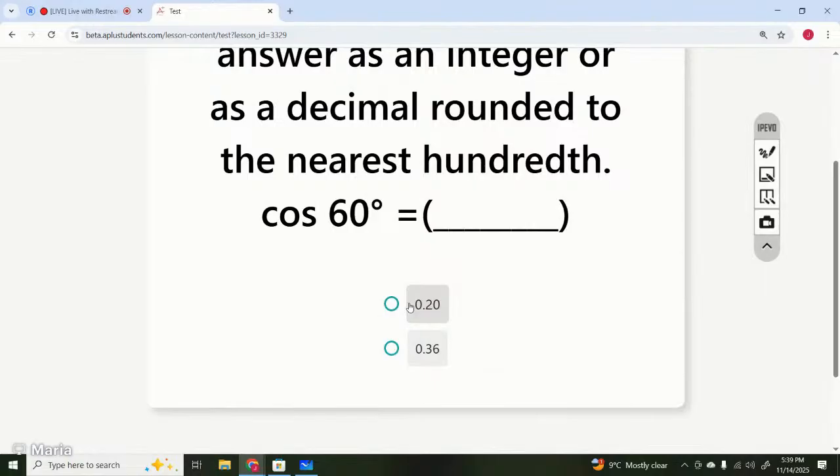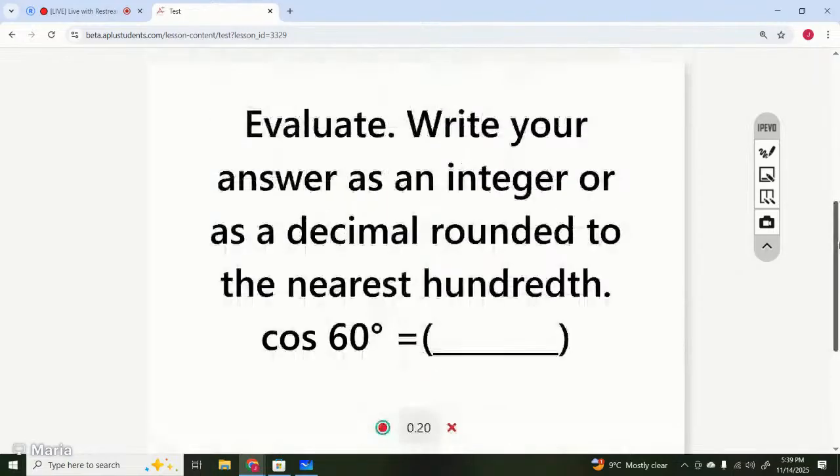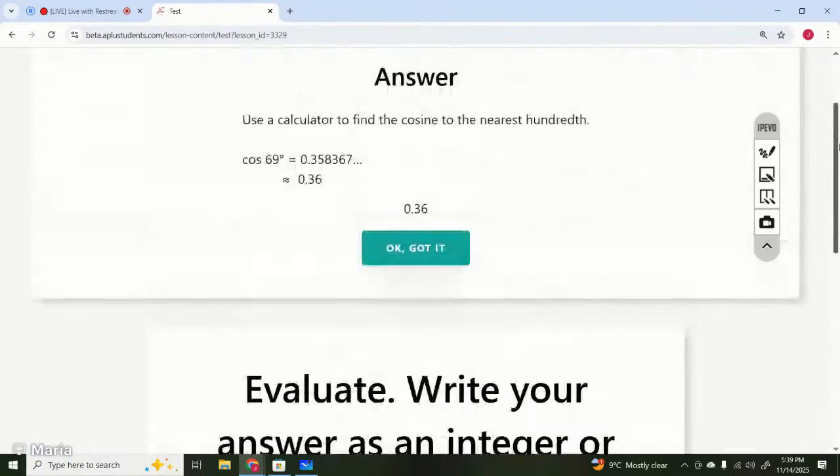So cos 60 equals 0.5. But we are not given the correct option. Let me just see. 0.36. Oh, that is cos 69. But here you are given 60. What's wrong with the question? That is cos 69. So cos 69 is, yes, 0.36. The correct option is 0.36.